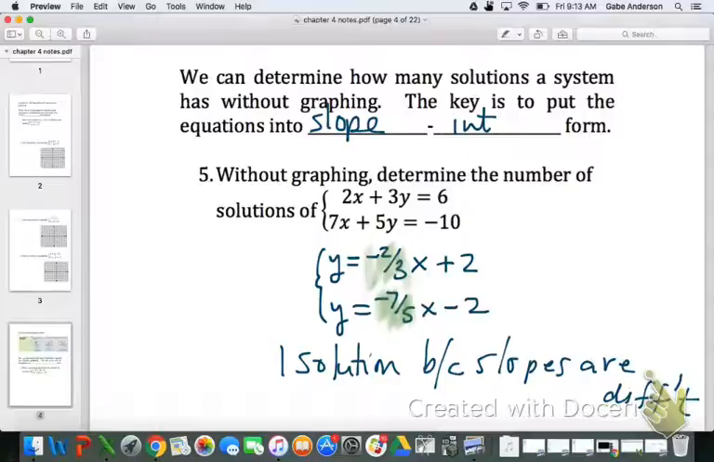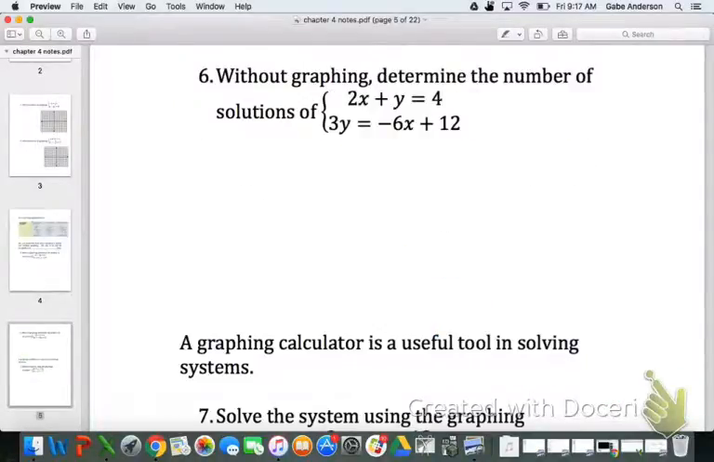Yeah, okay, awesome. Let's take a look at number 6. Number 6 really is the same sort of question. Again, it says, without graphing, determine the number of solutions. So like before, the key to this is going to be to put it in slope-intercept form first. So take just a minute and do that. Put it into slope-intercept form. I will do the same up here.